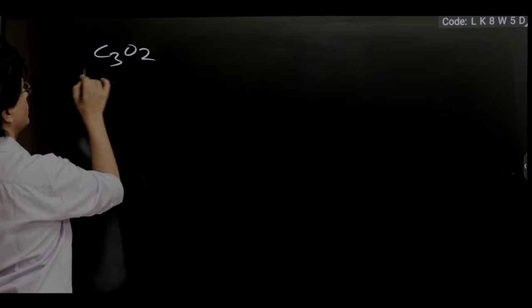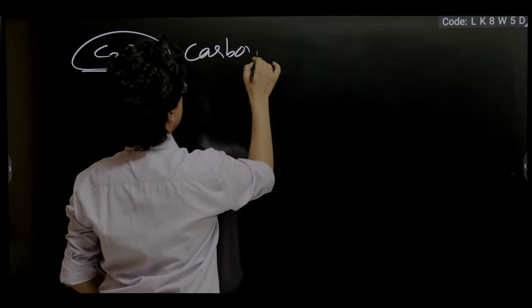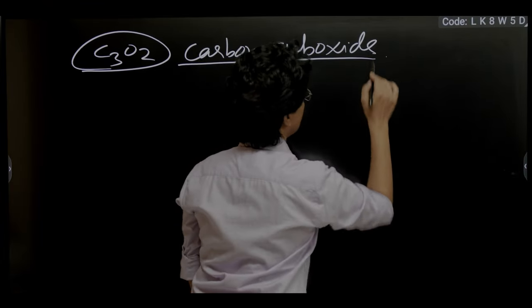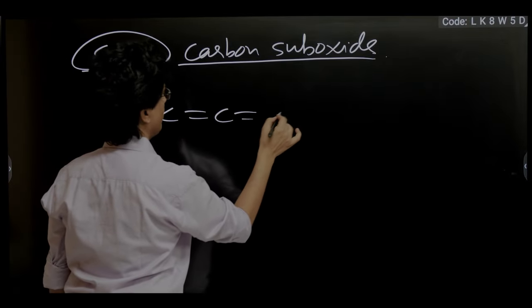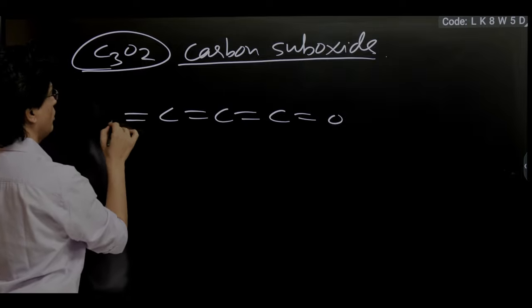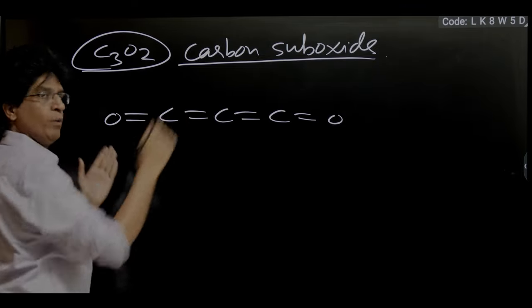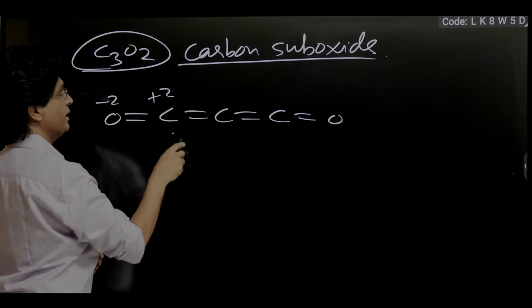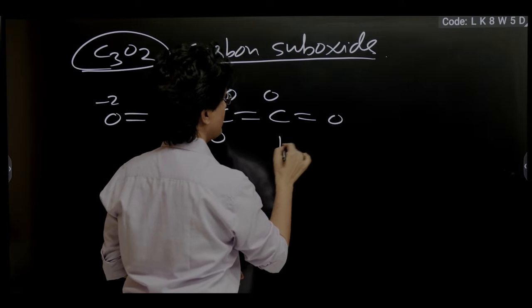The next example, let's take C3O2, this is called carbon suboxide. In all these compounds you will need to know the structure. So the structure is O double bond C double bond C double bond C double bond O. Now see that oxygen is more electronegative, all of them are covalent bonds, so for the two bonds it will be minus 2 and plus 2, carbon-carbon 0, 0, carbon-carbon 0, 0, and carbon-oxygen again plus 2 and minus 2.